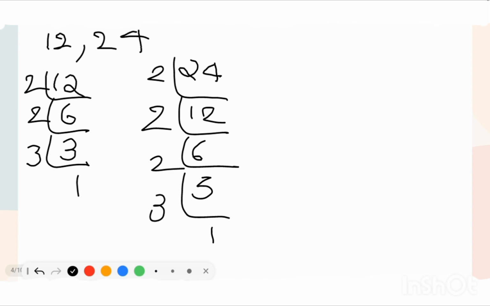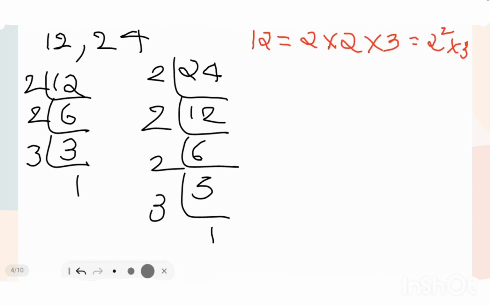Now after prime factorization, I said we have to express it as a product of prime numbers. So first we'll do it with 12. 12 is equal to 2 into 2 into 3. Okay, so 2 into 2 into 3 will be equal to 2 square into 3. Okay, 2 square into 3. This is square.